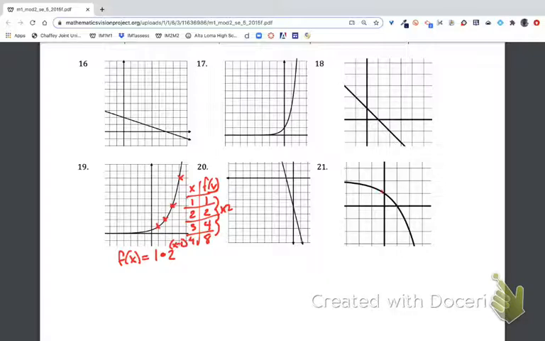Number 21, same thing. Recognize where we are. So we have our x and our f of x. So at 0, it's 1, 1, 0. At 2, it is negative 2. Uh-oh. What is happening?